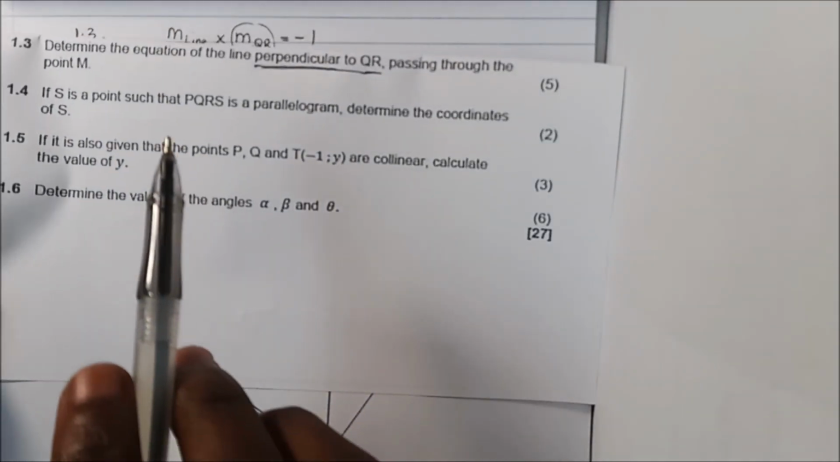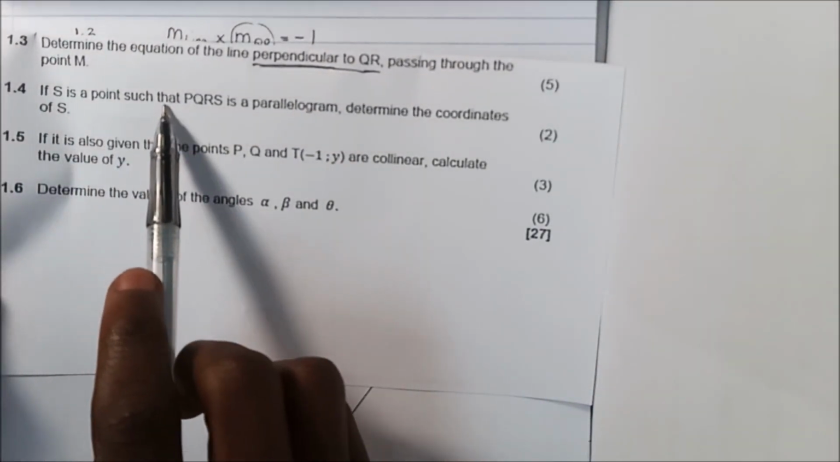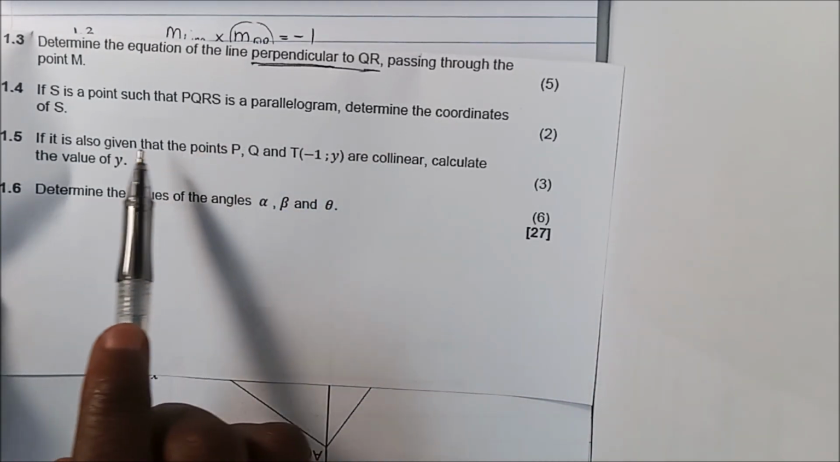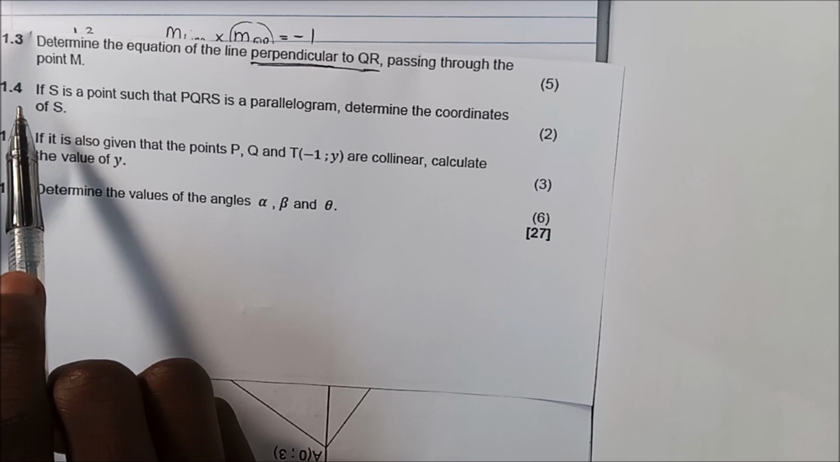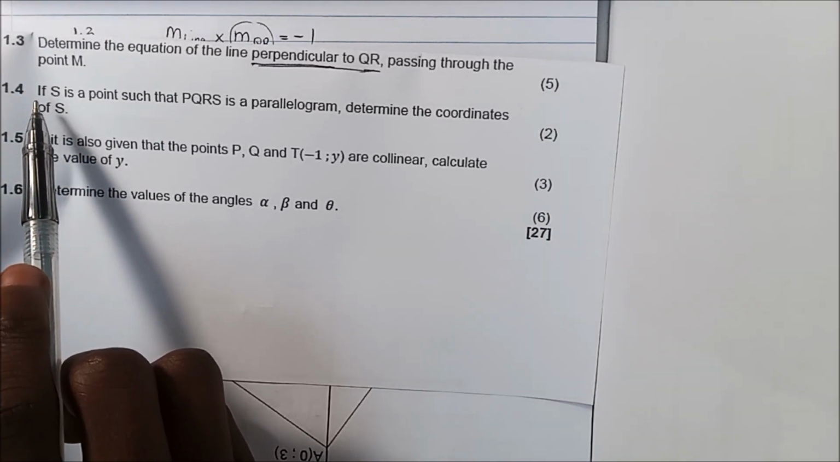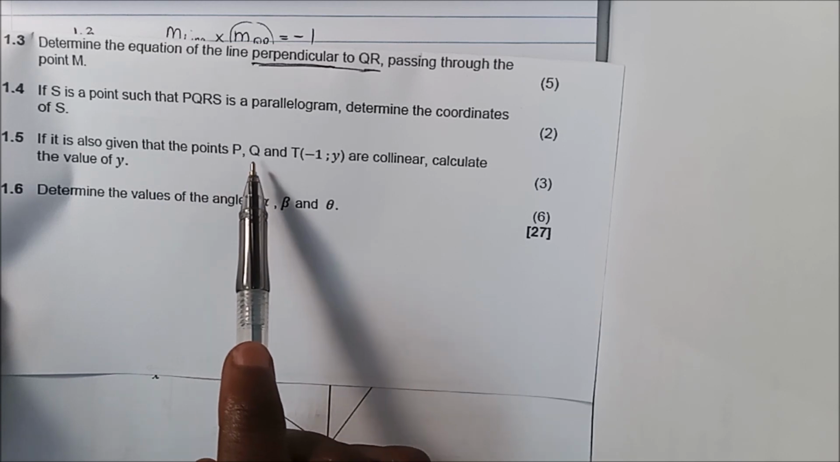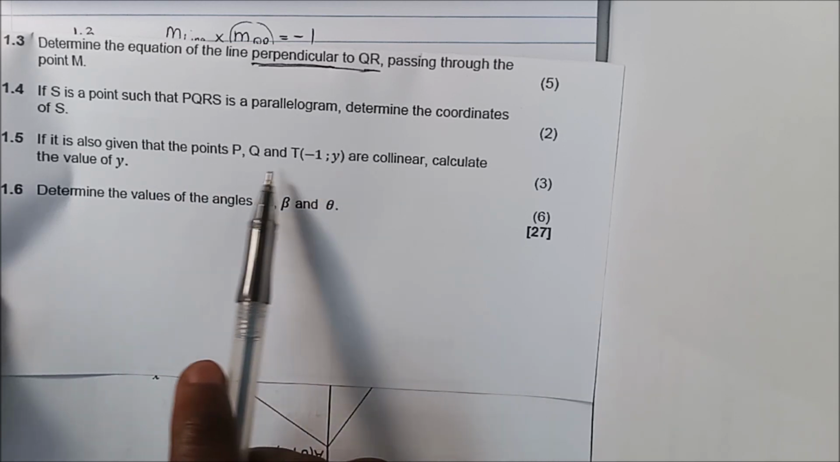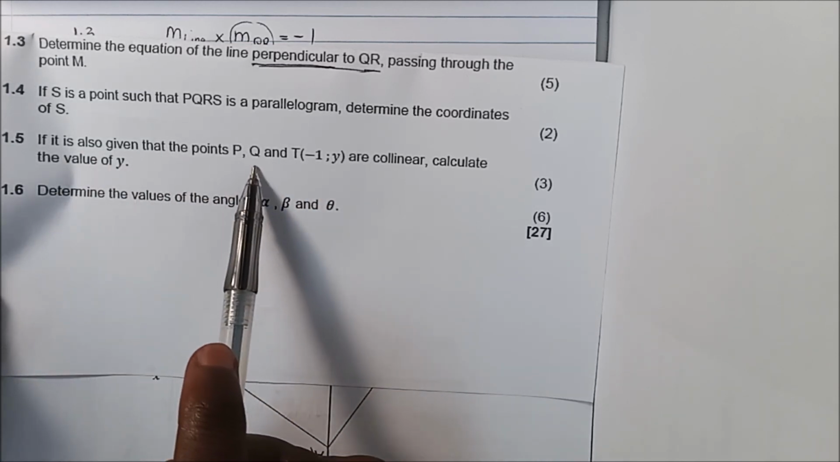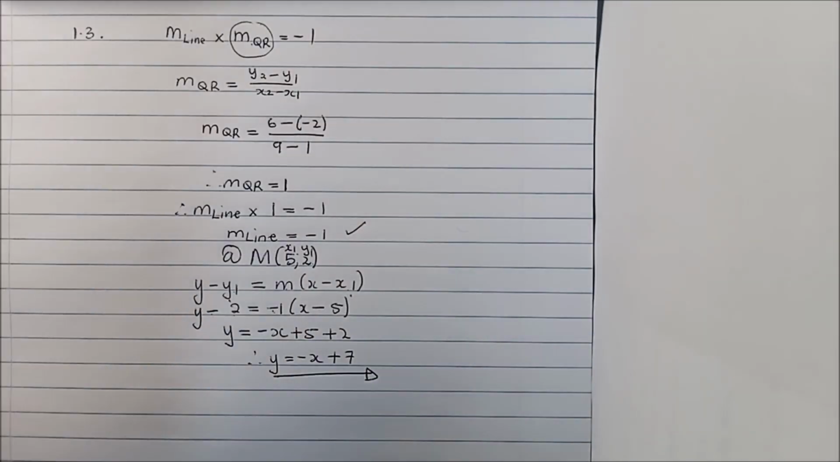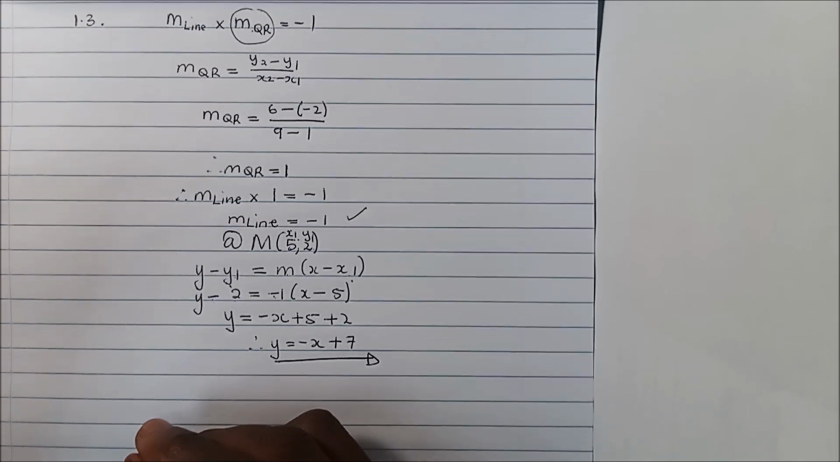So now they're saying if S is a point such that PQRS is a parallelogram, determine the coordinates of S. So 1.4, guys, I'm leaving it to you. And then if it is also given that the points P, Q, T are collinear, calculate the value of y. Remember what I said with the collinear points, write the gradient. So you are also going to do 1.5.